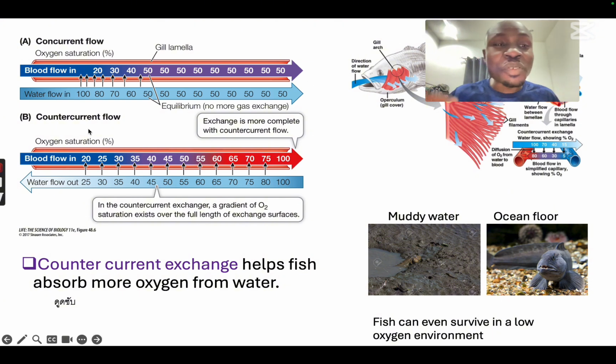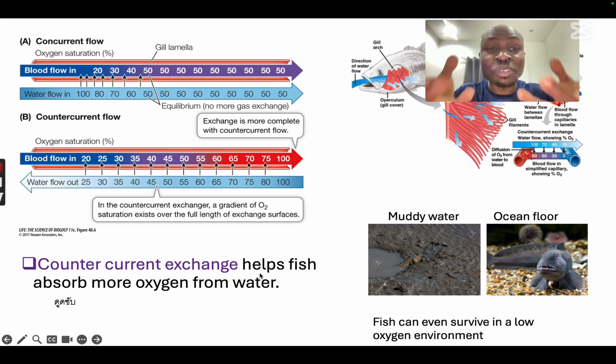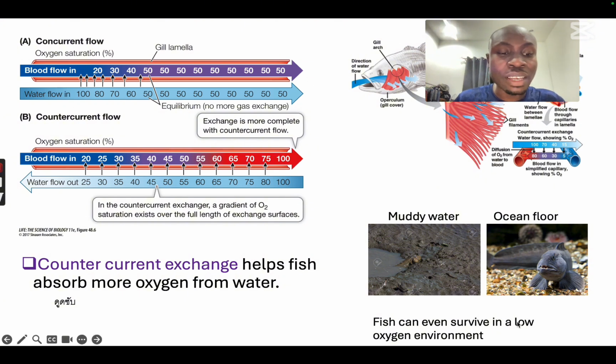What about if they move in opposite direction, the countercurrent exchange? Here we can see that the concentration of oxygen in the water and the blood are never the same. So oxygen can keep going into the blood, from the water to the blood. And this helps fish to absorb more oxygen from the water. Because of countercurrent exchange, many fishes can survive in low oxygen environment. Example, in muddy waters or in the ocean floor.